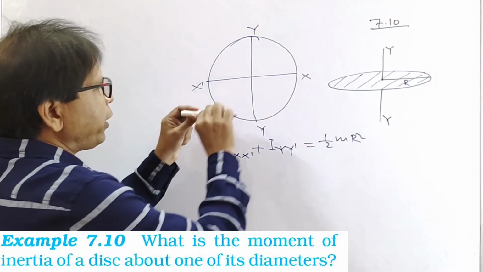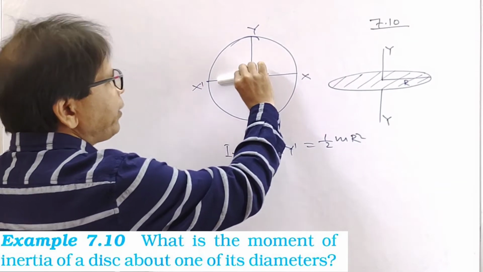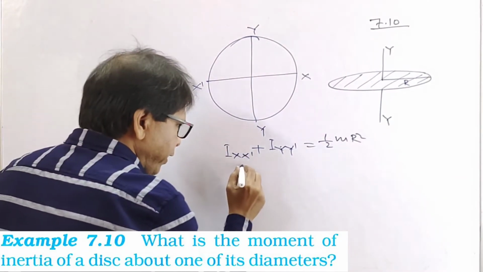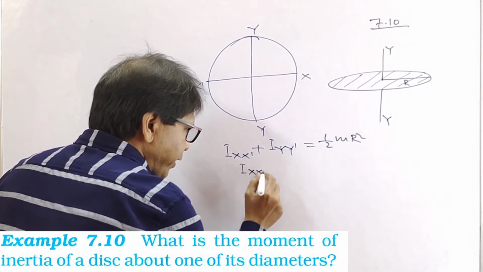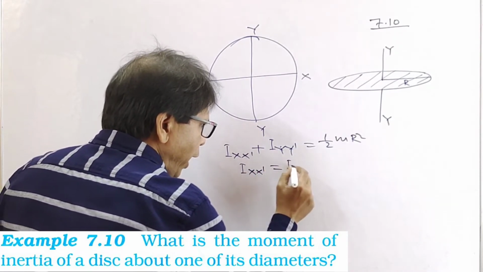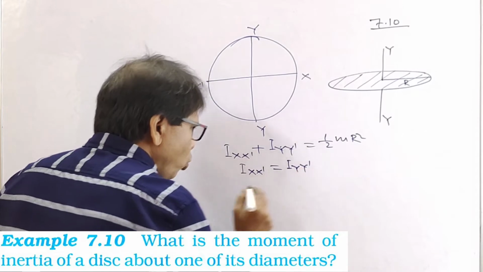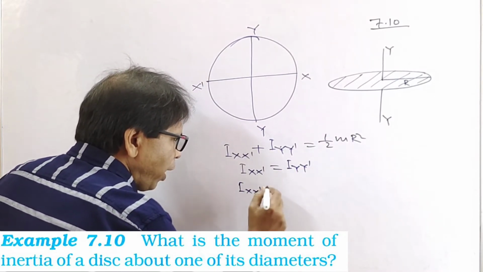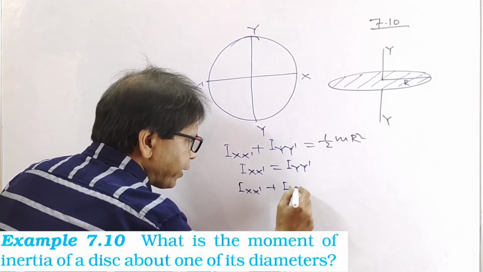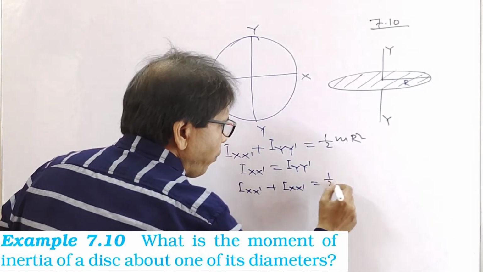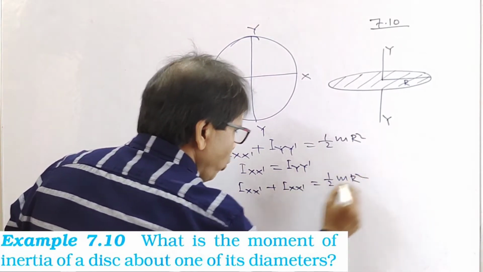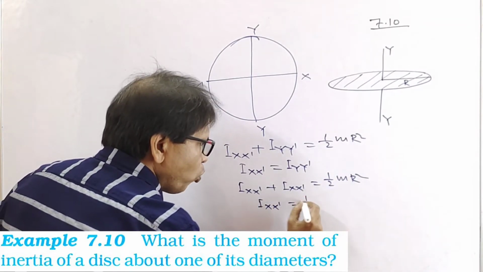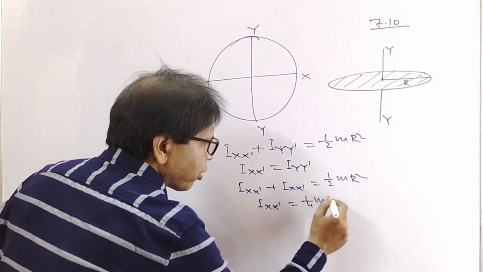Now the moment of inertia about the x-axis is the same as the moment of inertia about the y-axis. So I x dash equal to I y dash. Here, I x dash plus I x dash equal to half mr square. Now I x dash equal to 1/4 mr square.